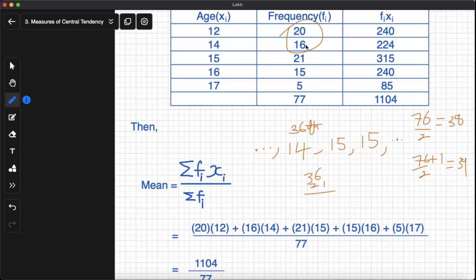So in some situations, your 38th element might be found in this place, while your 39th element might be found in this place. So then you just need to say 14 plus 15 divided by 2, and then you get your answer. So that's that about that.